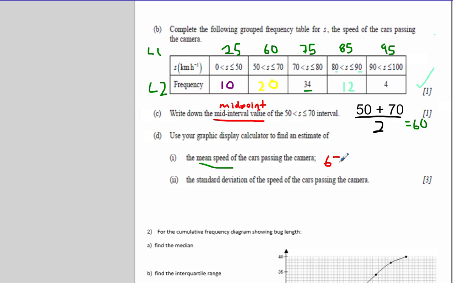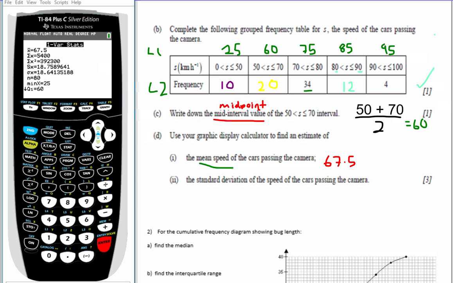67.5. So let me point out what else has popped up on the calculator for us. Let's see, we've got the standard deviation. It's not the S of X, it's the sigma X. That's our standard deviation. We've got the lower quartile, Q1. Scroll down, you'll see we've got the median, 75. We've got the upper quartile, Q3, and so on.